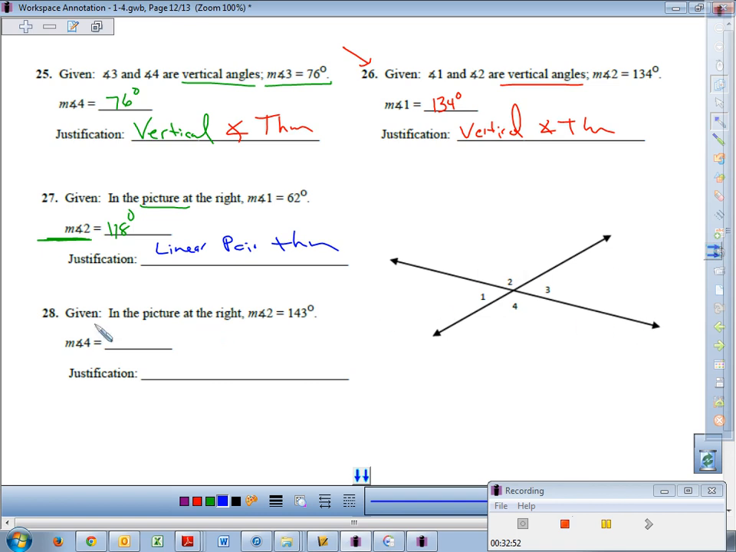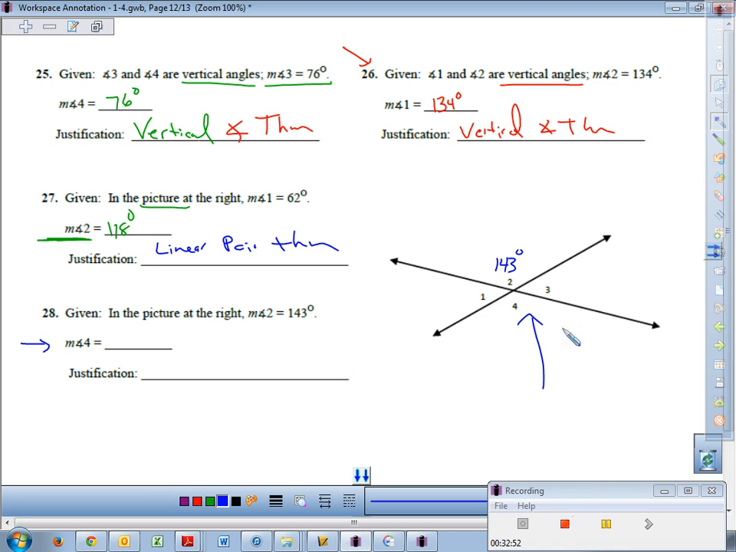In the picture at the right, measure of angle 2 is 143 degrees. So, 143 degrees. What would we do next? All I did was take info and put it in the picture. What would I do next? Well, I'd probably look at what they want me to do, right? Angle 4. Find it in the picture. There you are. And then talk to myself.